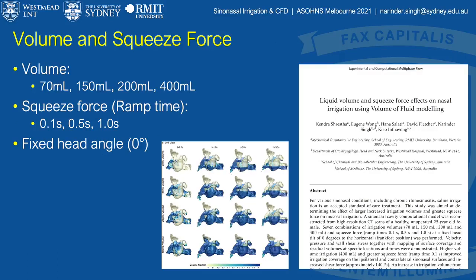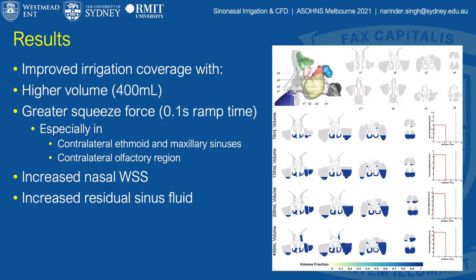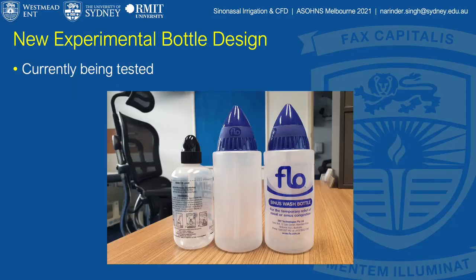More recently, we used the same technique with various volumes and various squeeze forces in another proof of concept single patient model. We found that using 400 ml at the highest squeeze force gave the best coverage and wall shear stress. As a result of these experiments, we collaborated with ENT Technologies to create a 400 ml squeeze bottle prototype that is currently undergoing trials with patients.